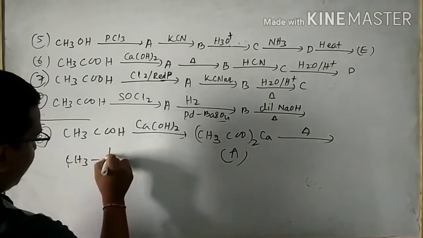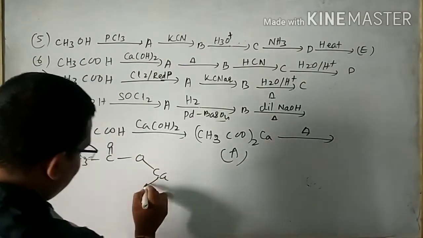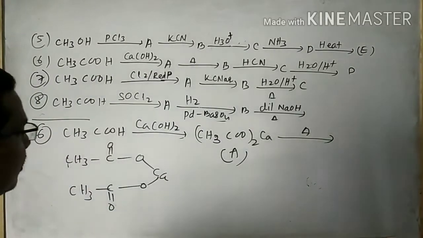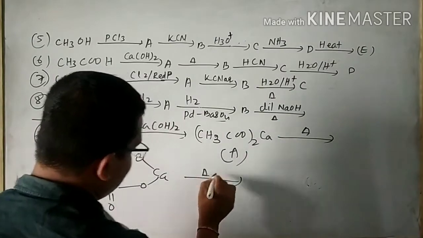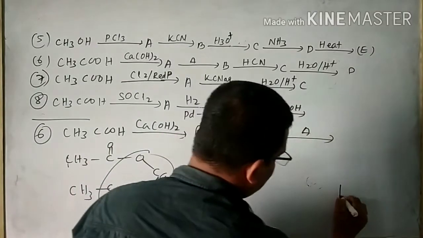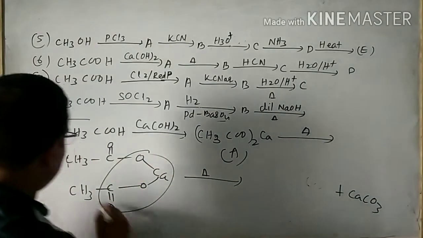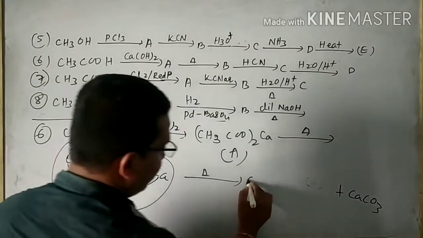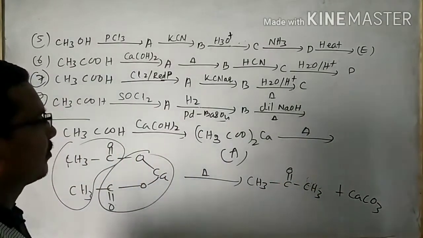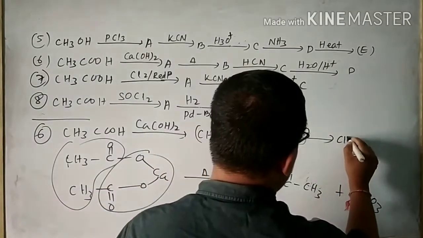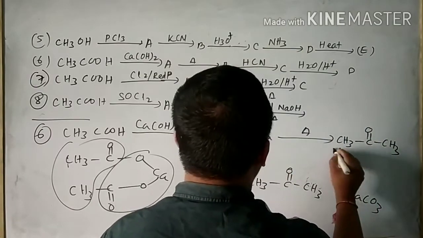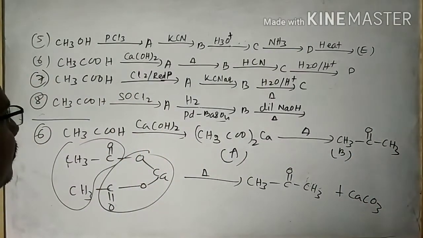The structure of calcium acetate is this. When it is subjected to dry distillation, then calcium carbonate is removed as byproduct, CaCO3, and the remaining is this. That means we can form acetone as a main product. So we can write here CH3 bond C double bond O bond CH3. This is said to be product number B.